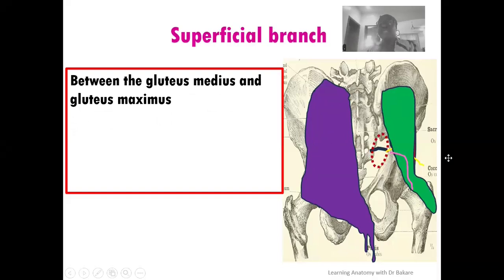So if you try to put this gluteus maximus on top of this, this is what is going to be exhibited. So we see that the superficial branch and the deep branch of the superior gluteal artery are so sandwiched between the gluteal muscles. And this is what is represented here in this image.